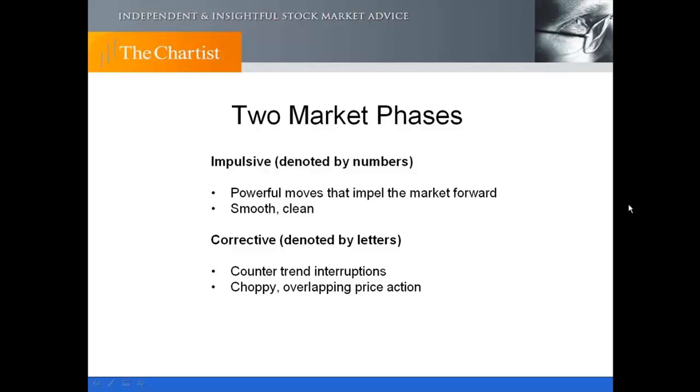They tend to be very choppy, very nasty, overlapping price action, and it's these corrective movements that really, 1, you don't want to trade, but 2, you want to be able to interpret to some degree because, as I said, after every correction you get an impulse. So if you can understand how a correction unfolds, and we're going to look at this, then you can better understand when and where an impulse will start.